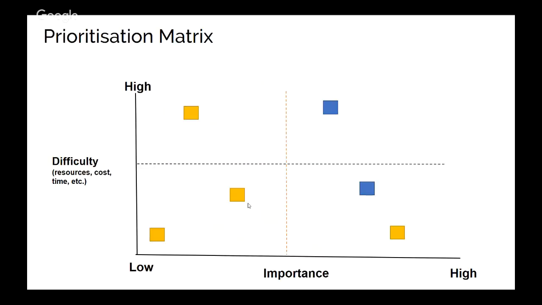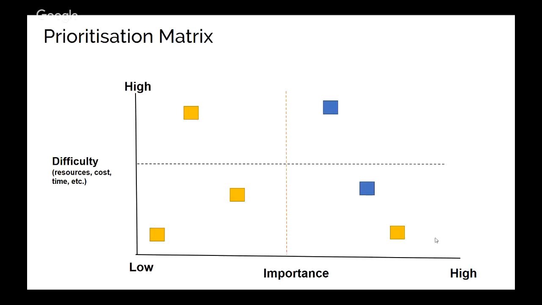The other one is a matrix: one axis is the difficulty of the idea, the other is the importance of the idea. If something is of high difficulty but solves low importance or doesn't have a big impact, you don't really want to work on it. You want to work on something with high importance and high impact, where you're solving a big issue, but it takes very little resources, cost and time.